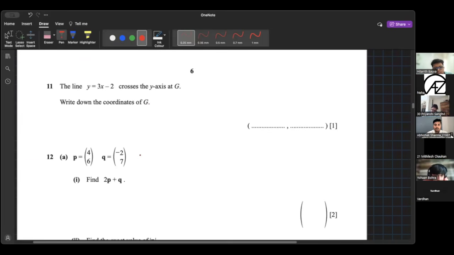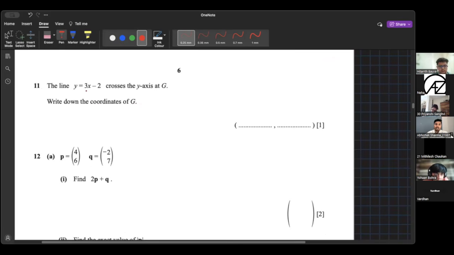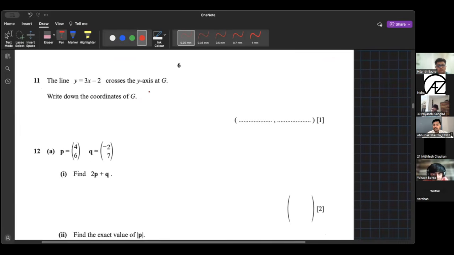Okay, let's move on to question number 11 now. Question 11, it says the line y equals 3x minus 2 crosses the y-axis at G. Write down the coordinates of G. For example, let's say it is like this. It crosses the y-axis. You can clearly see from the function only that the y-intercept is -2. So it is going to be (0, -2) at this point. So 0 and -2. The diagram was for us to understand. It is not required that we sketch it, but it is just for our understanding.